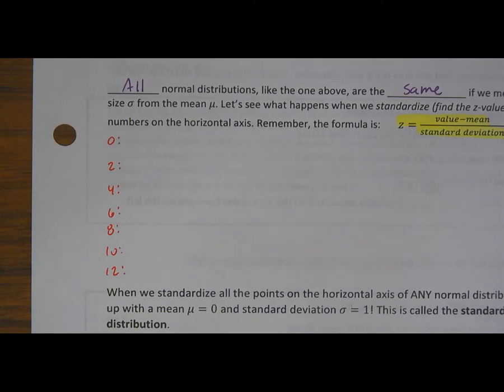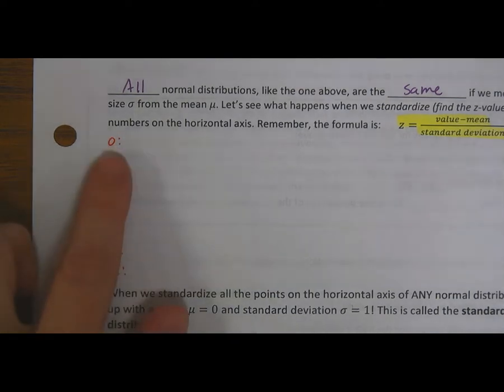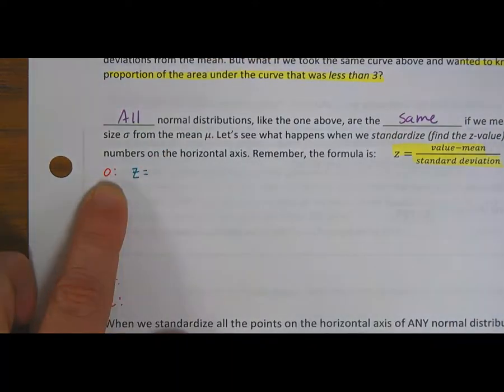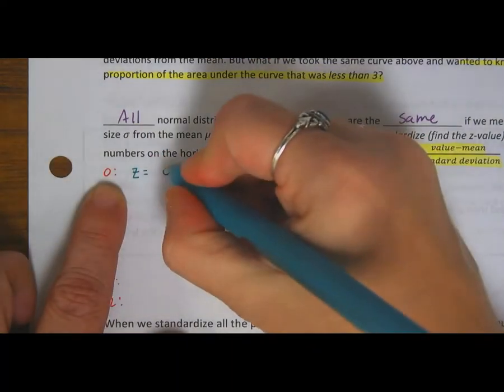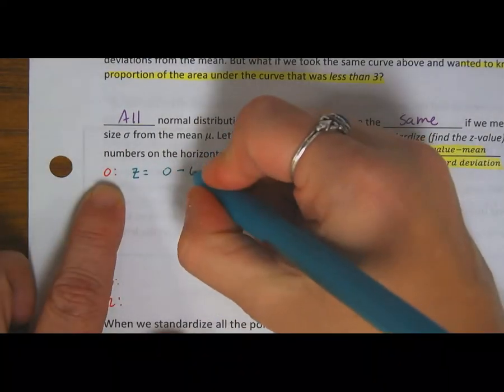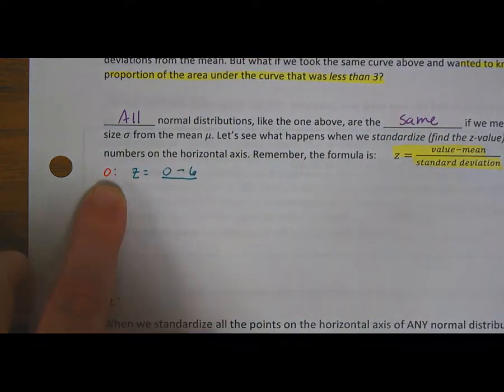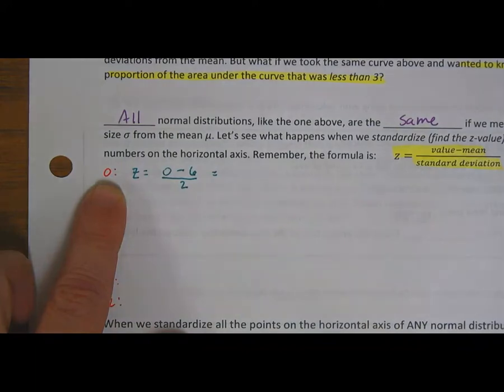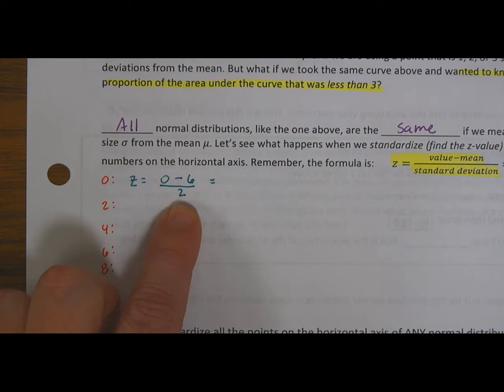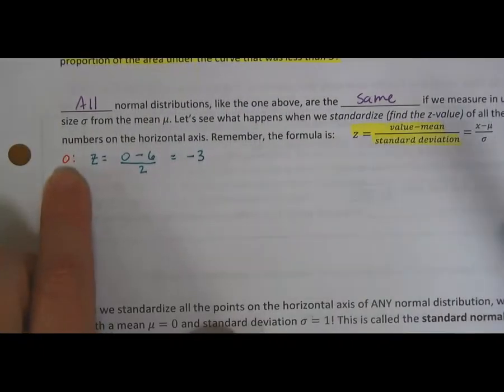There's a reason this is going to go by quickly. You're going to start to see a pattern. You do not have to sit there and plug into the formula 7 times. Let's standardize the number 0. So if I want to find the z-score for 0, I'm going to take the number 0 and I'm going to subtract off the mean, which at the top of the page it says the mean of this data is 6. And I'm going to divide by the standard deviation of this data, which is 2. If you're good with your algebra or your numeric skills, that's -6 divided by 2, which is -3. So the z-score for 0 in this curve is -3.